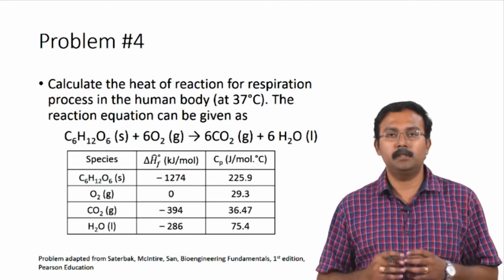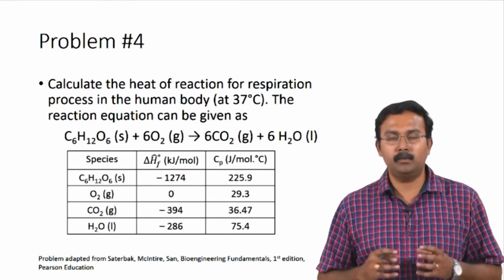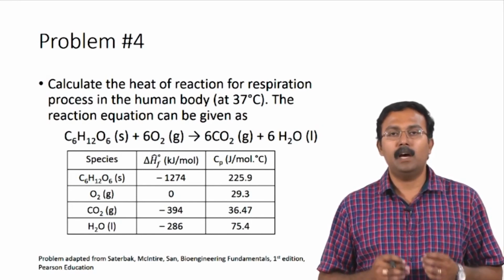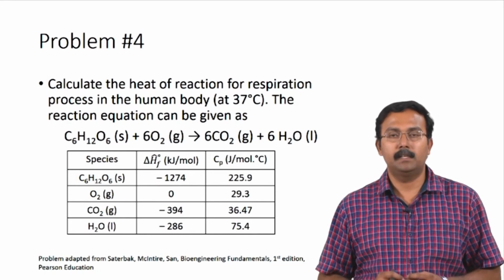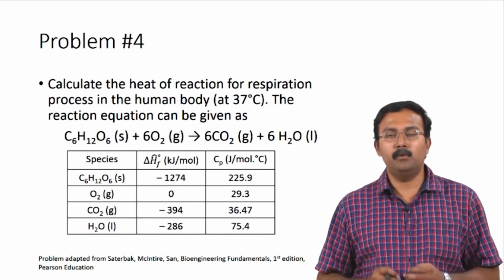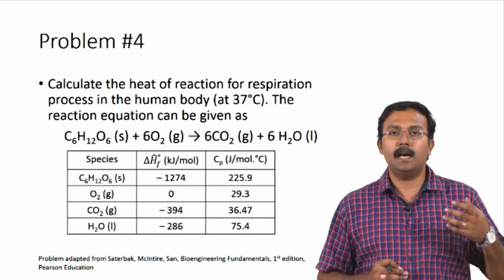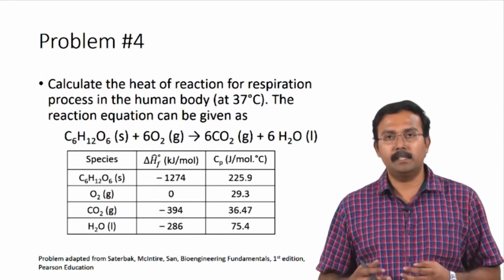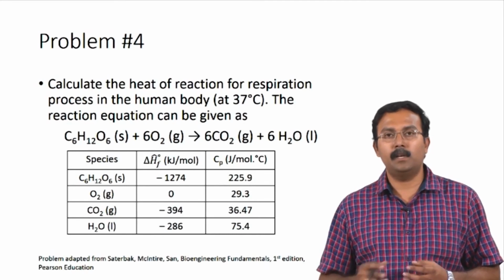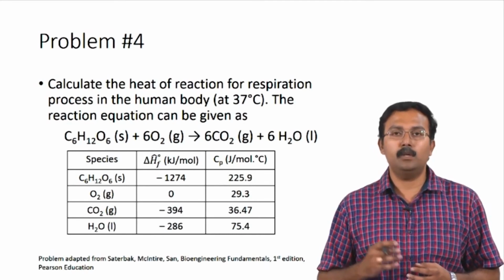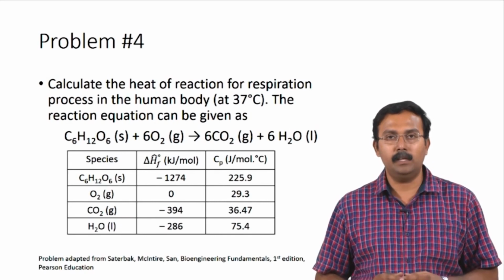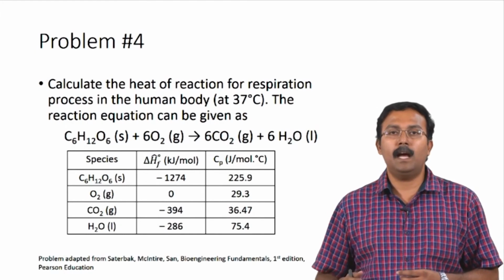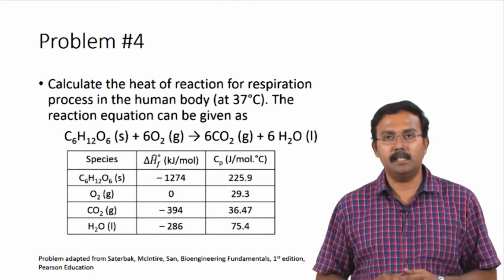This is a simple problem which we can solve if we apply principles which we have learnt earlier. We will have to build a hypothetical path. The reactants, which are at 37 degrees Celsius in your body, would have to be cooled to 25 degrees Celsius, and the reaction itself will happen at 25 degrees Celsius, so that you can use the heat of reaction that you calculate, and the products formed at 25 degrees Celsius would then have to be heated to 37 degrees Celsius.